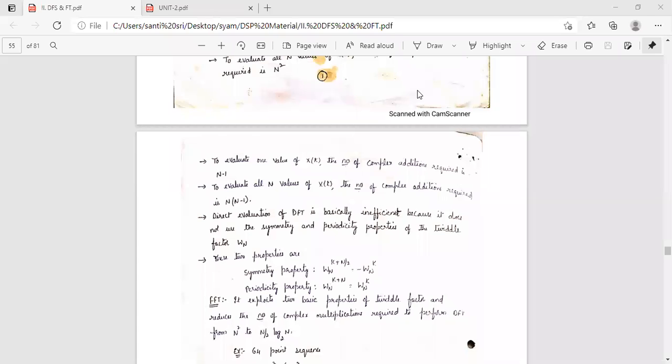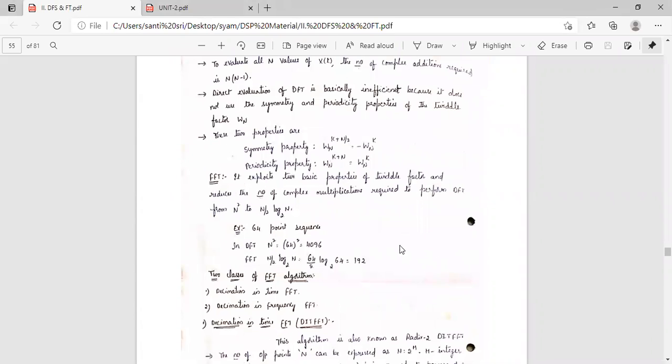Right. So now coming to the FFT, fast Fourier transform. It exploits two basic properties of the twiddle factor and reduces the number of complex multiplications required to perform DFT from N square. So in DFT we have the complex multiplications N square. In FFT, N square is replaced by N by 2 log N to the base 2.